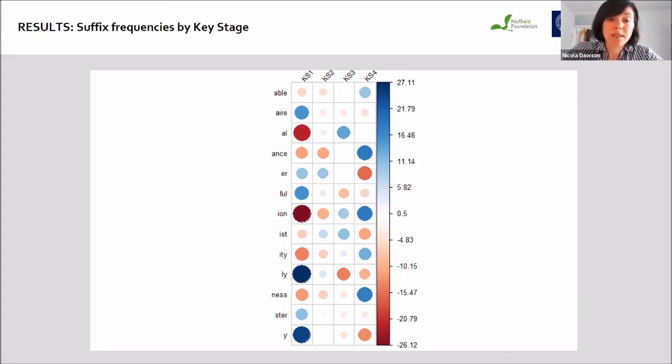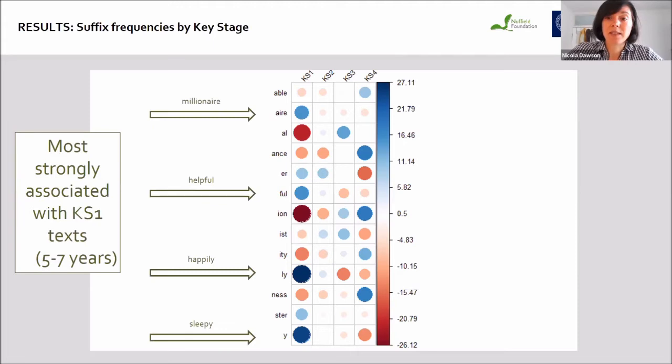So the suffixes most closely associated with reading materials targeted at the youngest children were -ly, which forms adverbs, for example, a word like happily, -y, forming adjectives like sleepy, and also diminutives like doggy, and also -ful, which forms adjectives. So these suffixes are considered neutral in that they tend to attach to freestanding base words, and they also don't usually change the pronunciation of the base either.